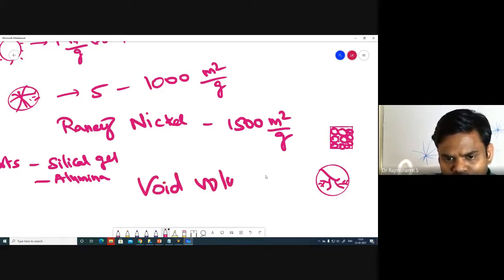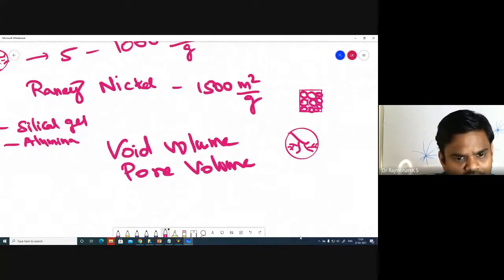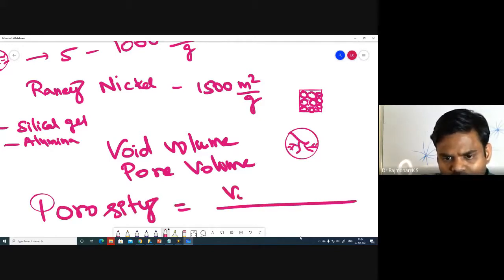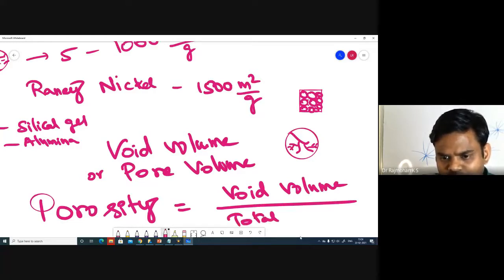Void volume or pore volume. Out of the total volume of the catalyst, how much is pore volume or void volume? That ratio is defined as porosity. So we define porosity as the ratio of void volume, or pore volume, which is the other name, to total volume. We are talking about a solid catalyst, so obviously it is the void volume of the solid divided by the total volume of the solid.